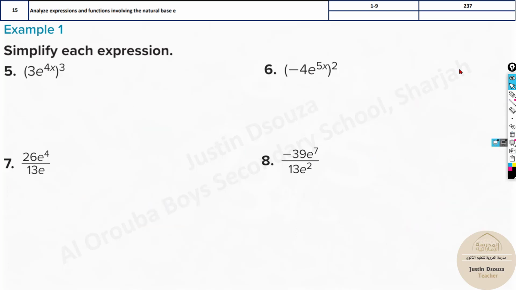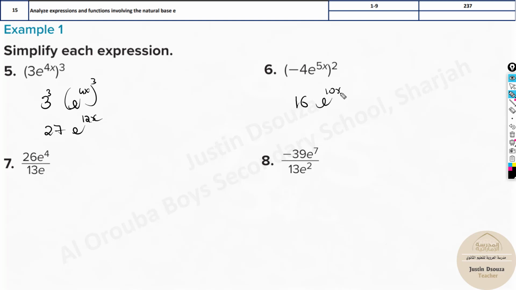And over here again we have more problems on multiplying. So what you do is multiply this power. It will be 3 power 3, e to the power 4x, the whole power 3. So 3 power 3 is 27, e to the power 4 times 3 is 12x. And now here the same thing, you're squaring this entire thing. Minus 4 squared will be positive 16. This minus times minus will be positive answer. And over here it will be 10 to the power x.